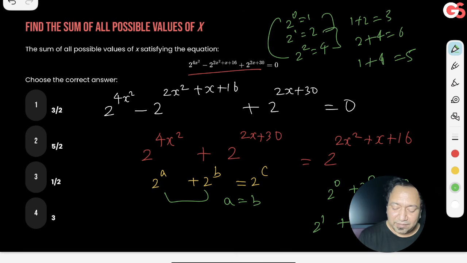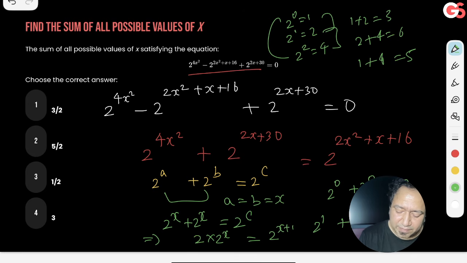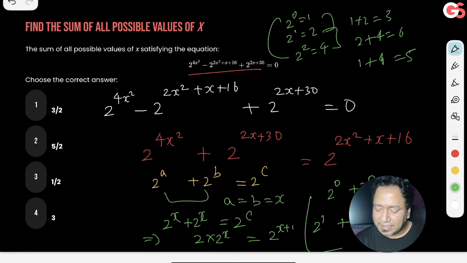So if I try to generalize it, if I assume a and b to be equal to x, I will get 2 to the power x plus 2 to the power x is equal to 2 to the power c. Can I find the value of c here? Yes. This will be 2 multiplied by 2 to the power x, which must be equal to 2 to the power x plus 1, because the powers are added when bases are multiplied. x plus 1 is the value of c here. So now I have generalized this entire thing.